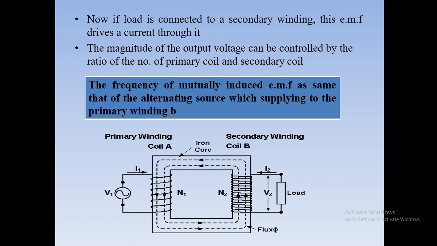Due to that common flux between both the primary winding and the secondary winding, one voltage is going to be induced in the primary winding, which we call self-induced EMF. And the flux produced by the primary winding produces a voltage in the secondary winding, which we call the mutual induction principle. Because of that, there is an induced EMF in the secondary winding. Based on the number of turns, the value is decided.